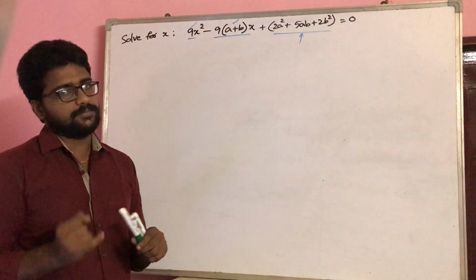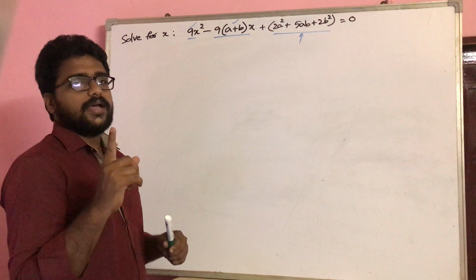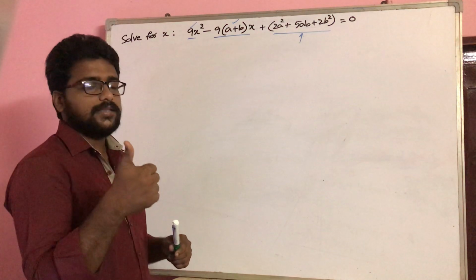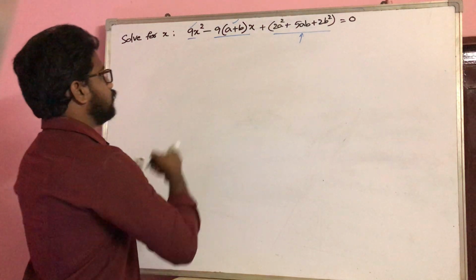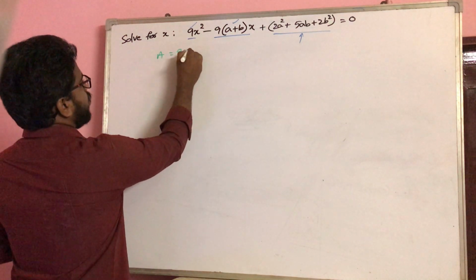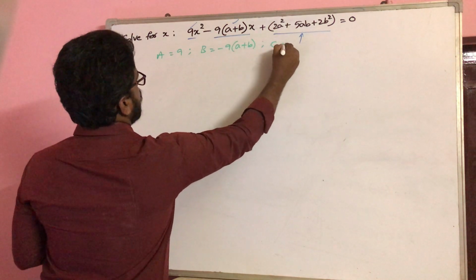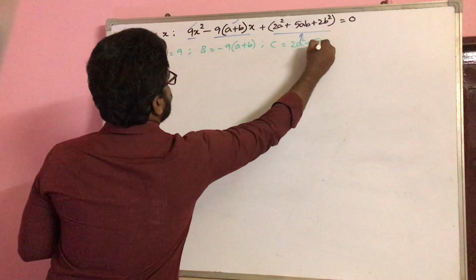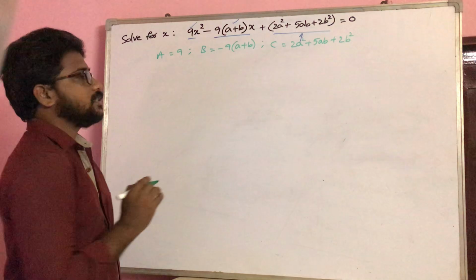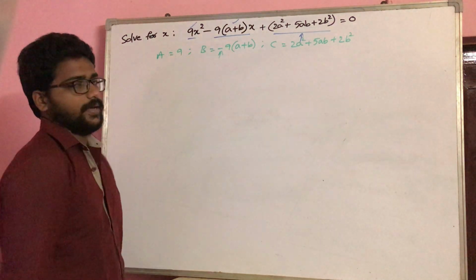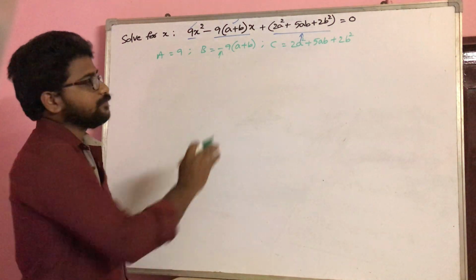I told you the step-by-step procedure for using the quadratic formula also. The first step is to find the value of capital A, the coefficient of x square, capital B, the coefficient of x, and the constant C. So first let us write that capital A is equal to 9, capital B is equal to minus 9 of a plus b, capital C is equal to 2a square plus 5ab plus 2b square. A common mistake students make is forgetting this minus. Please be careful whenever you are writing the coefficients.